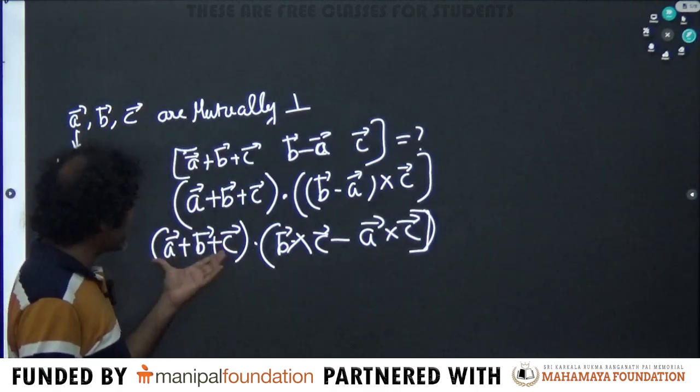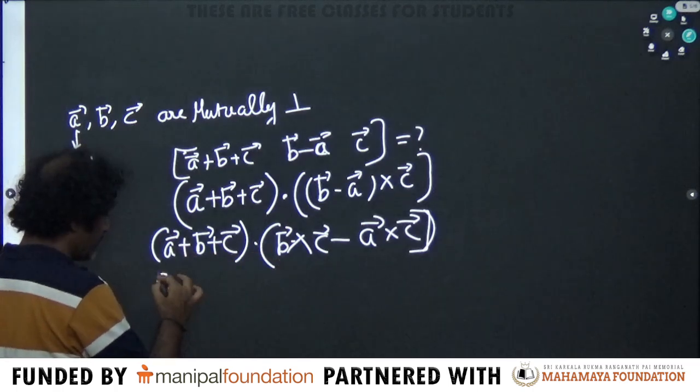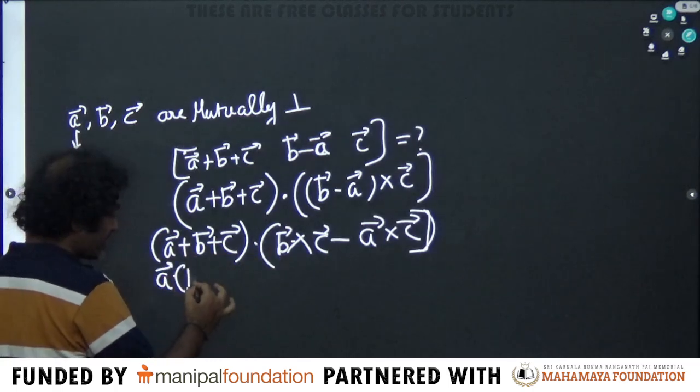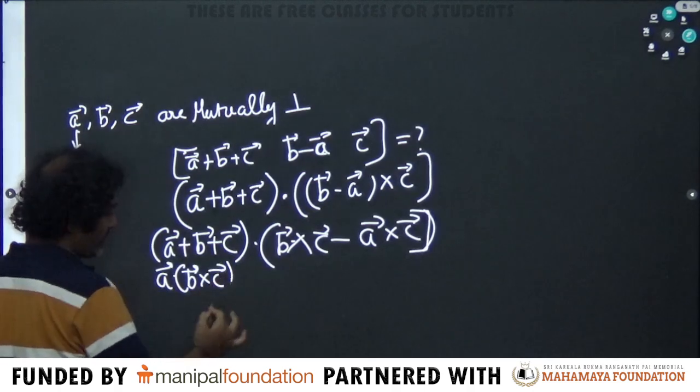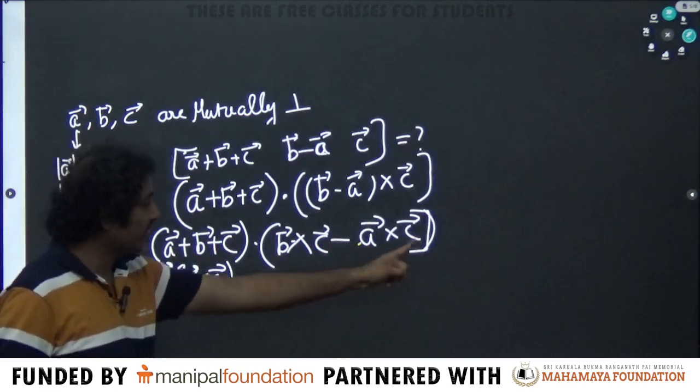When you do this A into this, no problem, we'll do A vector dot B cross C, correct? Minus, look, A dot this, when you do this, the letter is same, right?